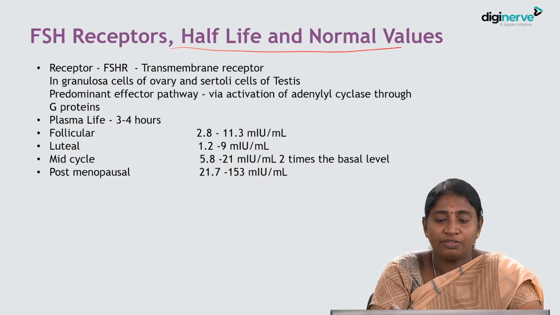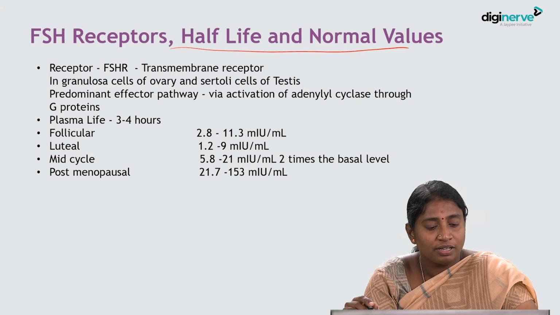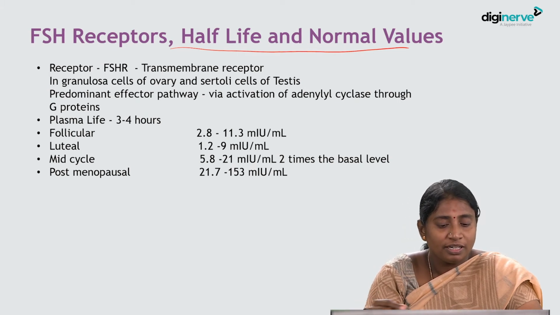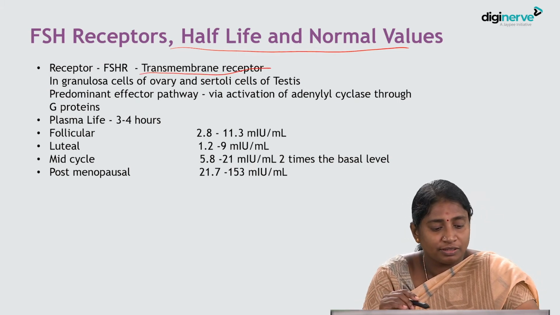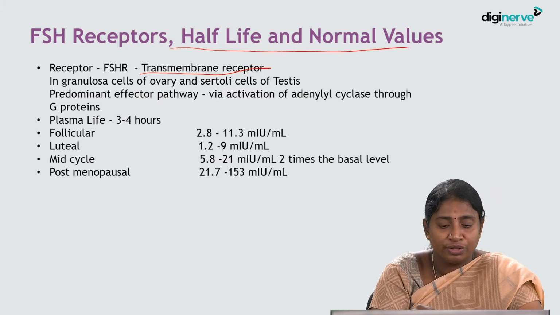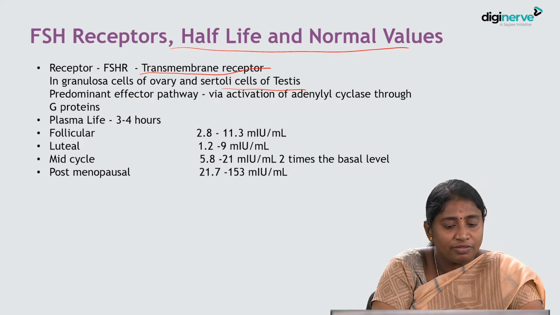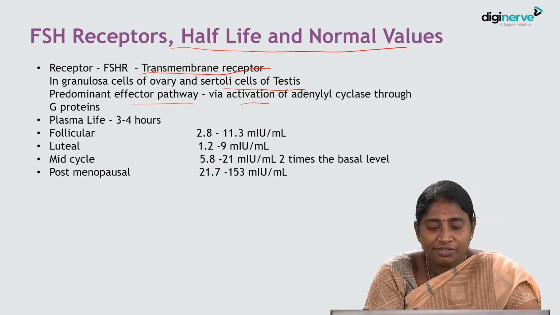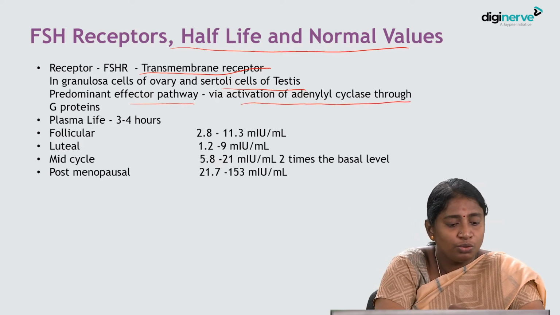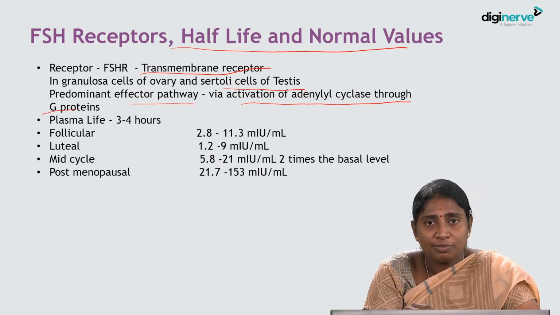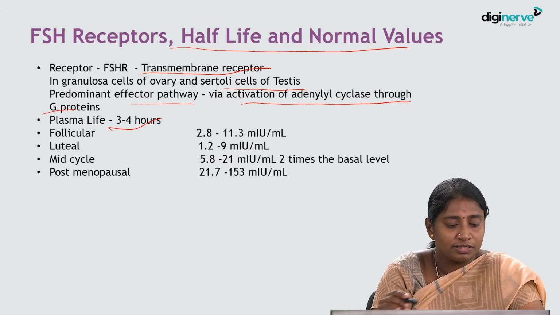FSH receptor, half-life and normal values. The FSH receptor is a transmembrane receptor in granulosa cells of the ovary and Sertoli cells of the testis. The predominant effector pathway is via activation of adenyl cyclase through a G protein. The plasma half-life is 3 to 4 hours.